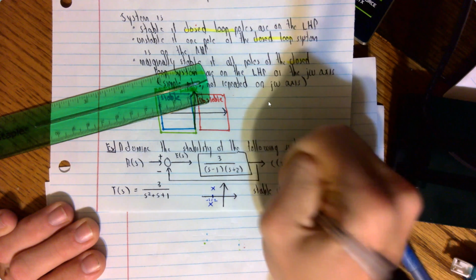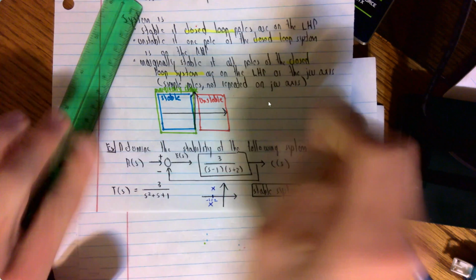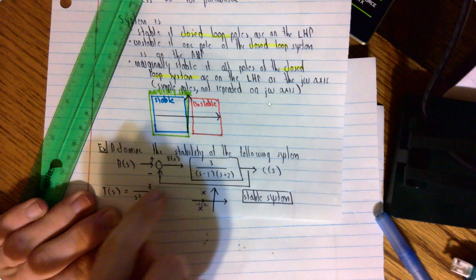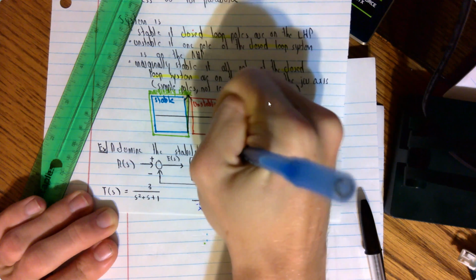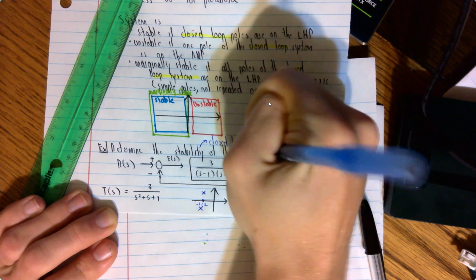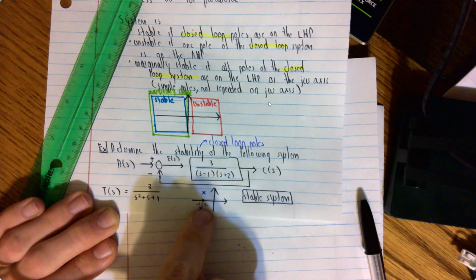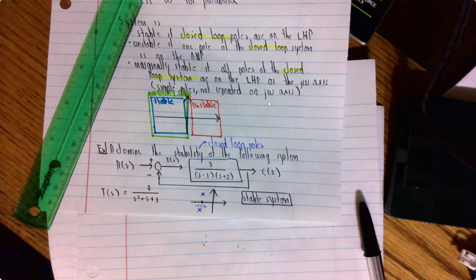So be careful. What this example is just trying to show you is even though for the open loop system, there is a pole on the right-hand plane, its stability is defined by the closed loop poles. So just be careful and make sure you find the closed loop system, and then for the closed loop system, find the poles of that, and notice that this is stable because the poles are on the left-hand plane.